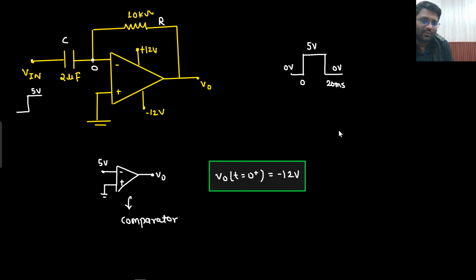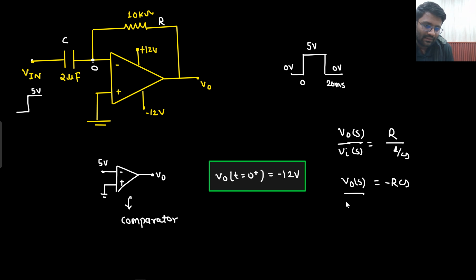So virtual short is valid. What they did is write V naught by V in as V naught S by V in S, with the resistance R divided by 1 upon CS. So what you are getting is minus RCS. This is your transfer function, V naught S by V in S, right?